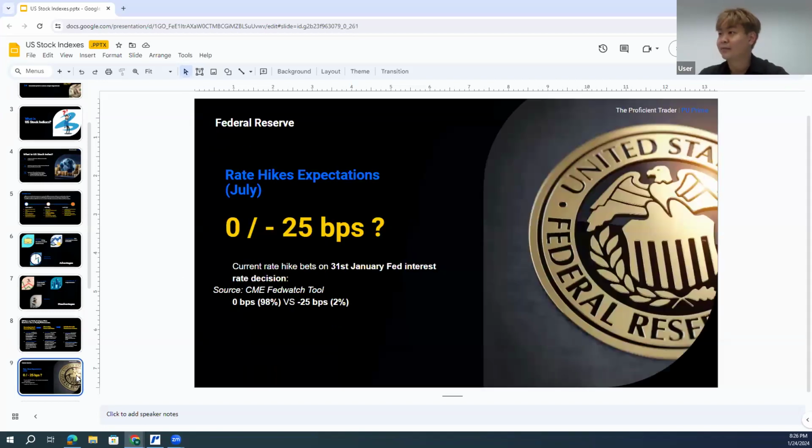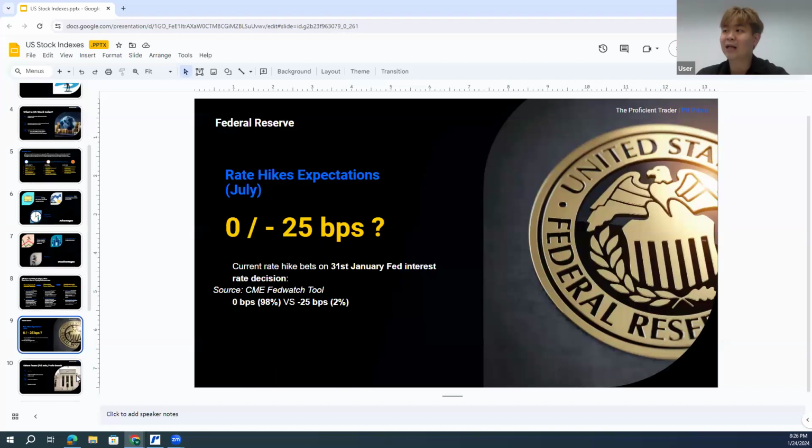Next thing, I already made a small forecast, according to the CME FedWatch Tool. You can notice that recently 98% of traders are expecting the Fed to consider maintaining interest rates, but 2% expect it to consider cutting the interest rates by 25 basis points. So most people already expect the Fed to maintain the interest rates.